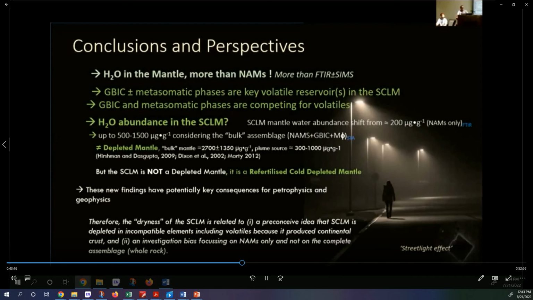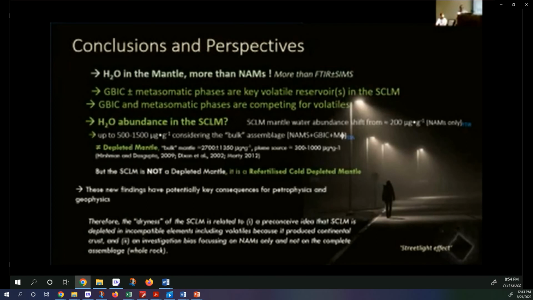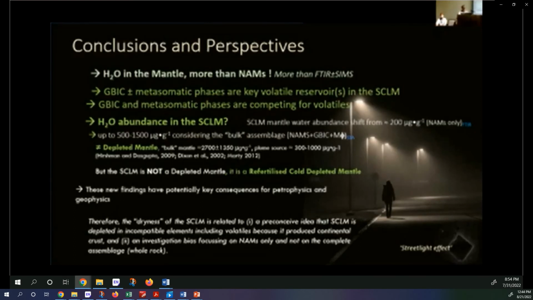So this new finding has a potentially key consequence for petrophysics and geophysics. I don't have the time to go through it, but I will be happy to answer questions. To sum it up, I think that the alleged dryness of the subcontinental lithospheric mantle is basically related to a preconceived or misconceived idea that it is depleted in incompatible elements and therefore in volatiles. And second, it is due to an investigation bias focusing on NAMs only and not willing to get the full assemblage of the mantle.